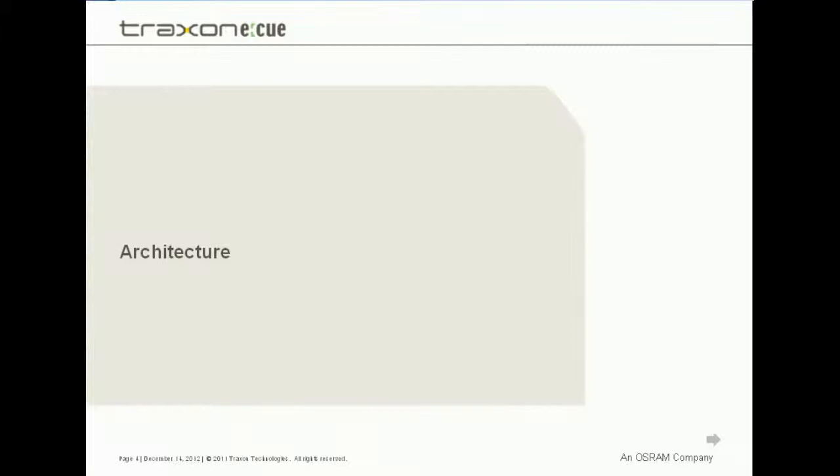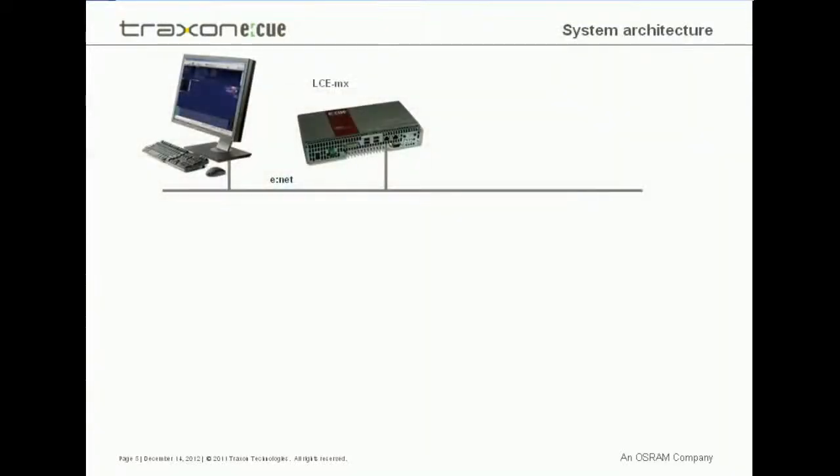Let us first have a look on the general architecture of a Traxon EQ application. The core control element of such an application is a lighting server, in this case a lighting control engine MX. This control engine controls all fixtures and all elements and the application. The connected terminal is used to control or to program the system.